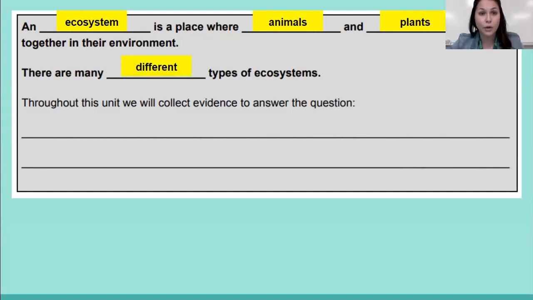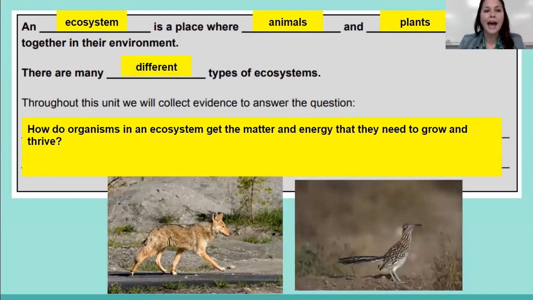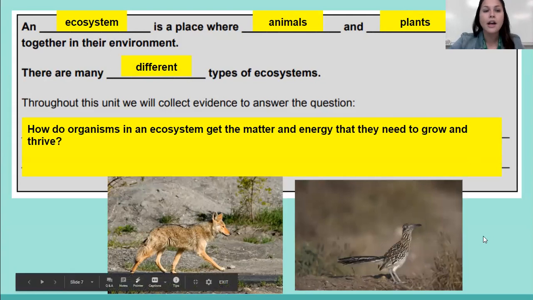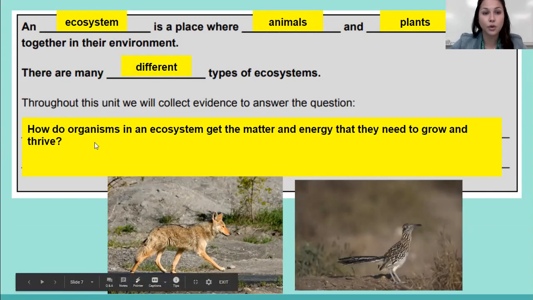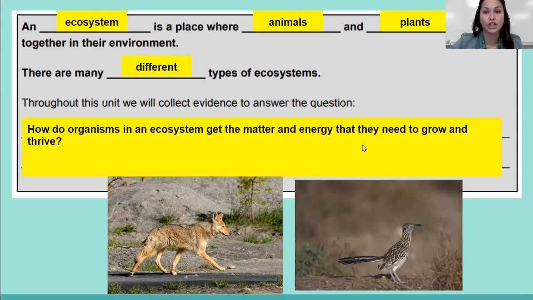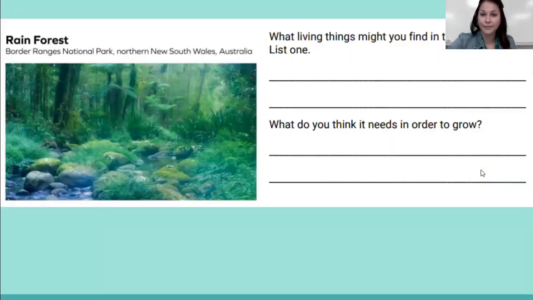And throughout this unit, we are going to be collecting evidence. So we are going to be finding reasons to answer this question. How do organisms in an ecosystem get the matter and energy that they need to grow and thrive? So let's think back to the coyote and the roadrunner. Why was the coyote going after the roadrunner? Why was he trying to catch him? That is how this organism, the coyote, is getting his matter and energy to grow and thrive and survive.